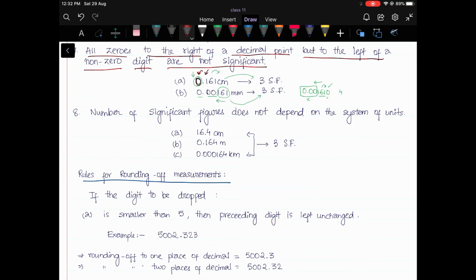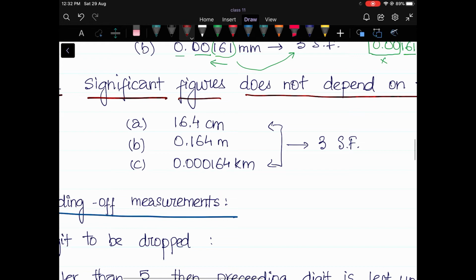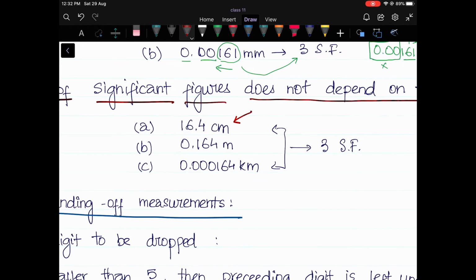The next rule is that the number of significant figures does not depend on the system of units. If I take a measurement like 16.4 centimeters and convert it into meters, we have to divide it by 100, so centimeters will become meters. When we divide by 100, we get 0.164. Notice how we have written it. We have the 0 which is not counted. We have this 164. So here also we have 3 significant figures. Here also we have 3 significant figures.